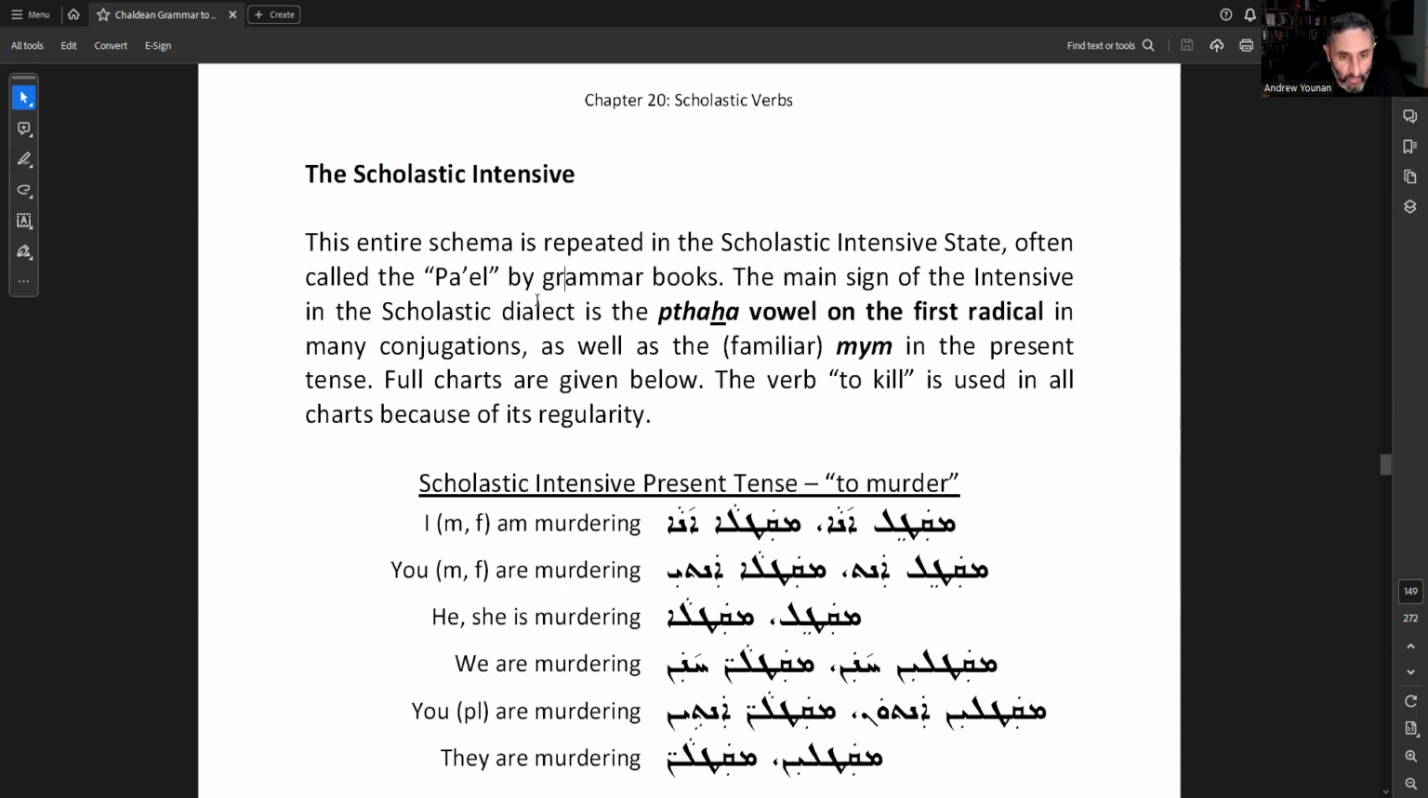So this entire schema that we just went through is repeated in the scholastic intensive state, often called the pa'al by grammar books. That's what we're going to be calling it in the next book. The main sign of the intensive in the scholastic dialect is a pthaha vowel on the first radical in many conjugations, as well as the meme in the present tense. Full charts are given below. The verb to kill is used in all charts because of its regularity.